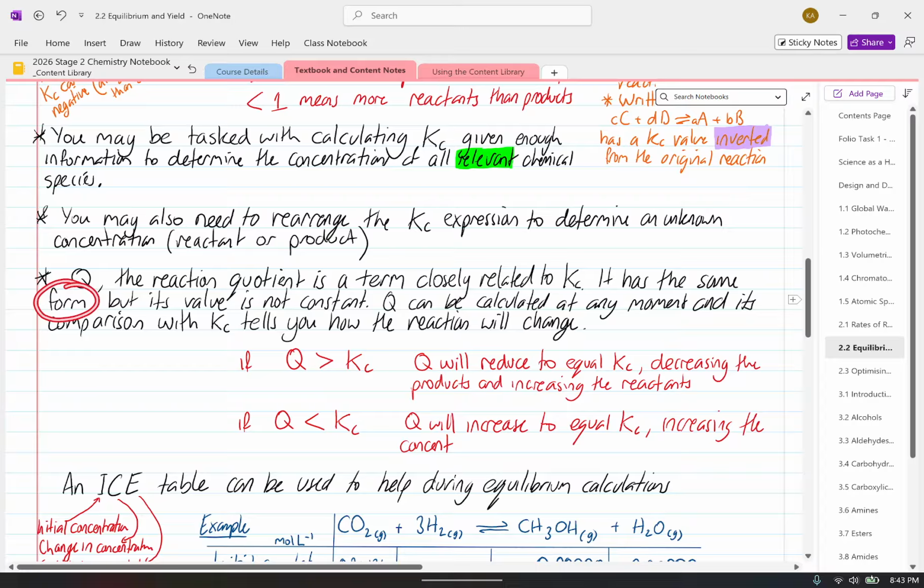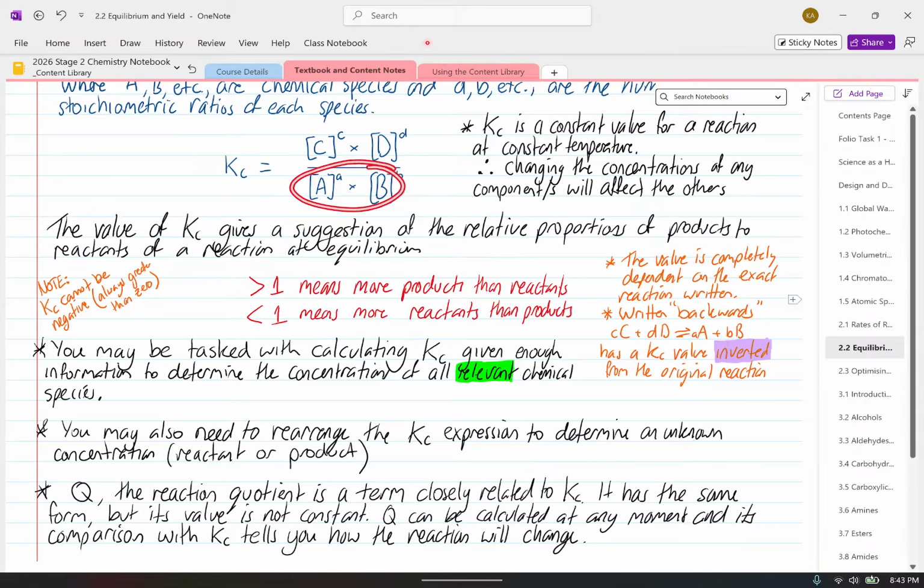So for example, if Q is much larger than Kc, that means the reaction is going to change so that Q drops down to meet Kc. We need to decrease the number of products and increase the number of reactants. If Q is larger than Kc, we have too many products and not enough reactants, so the reaction will go backwards, decreasing the products and increasing the reactants.